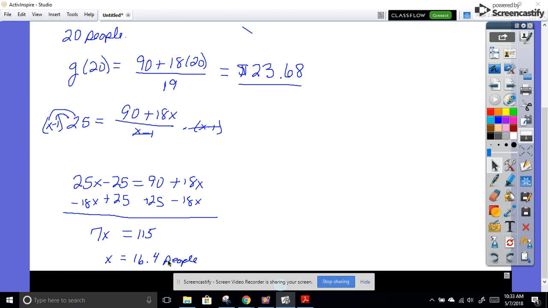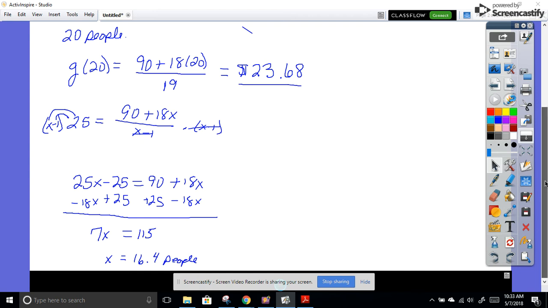Obviously, you do not want 0.4 of a person attending, so you either need to round down or round up to see if it gets close to 25. I think if you round up, you'll cover the $25 per person, so you would need 17 to come. If 16 people come, I think it'll be $25 and some change. If you round up to 17, it'll be a little bit less than $25. Or I could have that backwards. You do the math to figure that out.